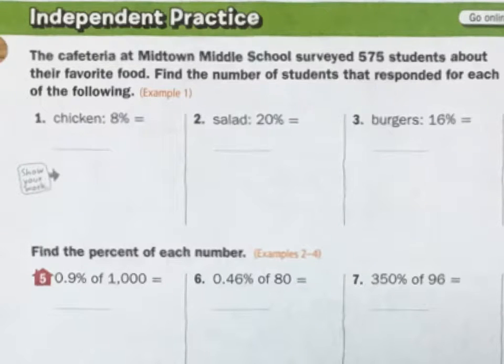This is the independent practice for 2.7. We're just going to check your answers, see how you did. This first one, actually the first four, go along with this first part.